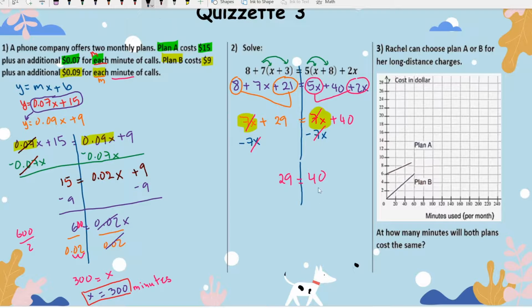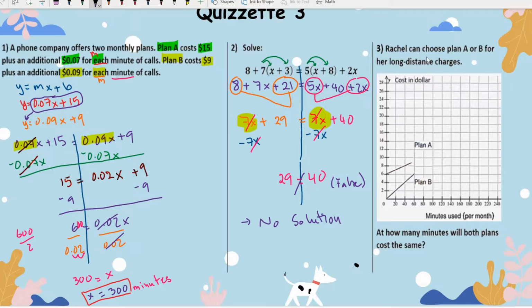29 equal to 40. It doesn't make sense. It's not true. 29 and 40 are not equal to each other. Because you cannot say I have $29 means that I have $40. They're not the same thing. So it's a false statement. If it's false, we will have no solution. That's it.